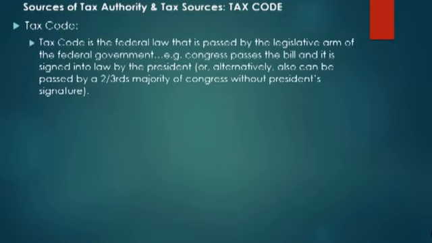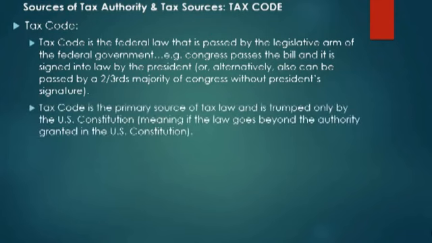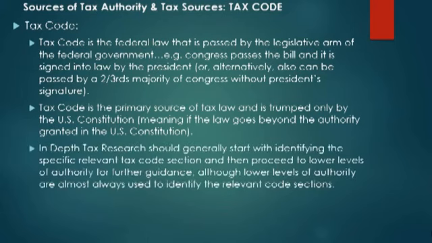So the Constitution, again, functions as the outside limit of the taxing authority of Congress, but does not require that taxes be levied. Then you have the tax code, and the tax code is a federal law that is passed by the legislative arm of the federal government, or the Congress, which passes the bill and is signed into law by the president. Alternatively, the federal code can also be passed by a 2/3 majority of Congress without the president's signature. Tax code is the primary source of tax law and is trumped only by the U.S. Constitution, meaning if the law goes beyond the authority granted in the U.S. Constitution, then it will be deemed unconstitutional.